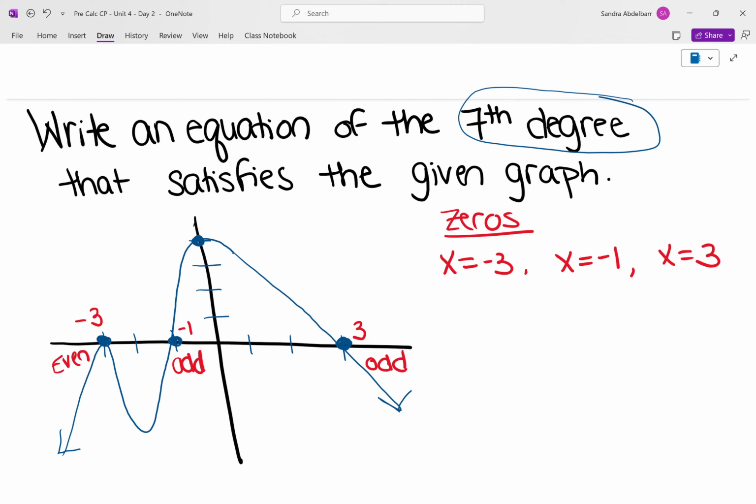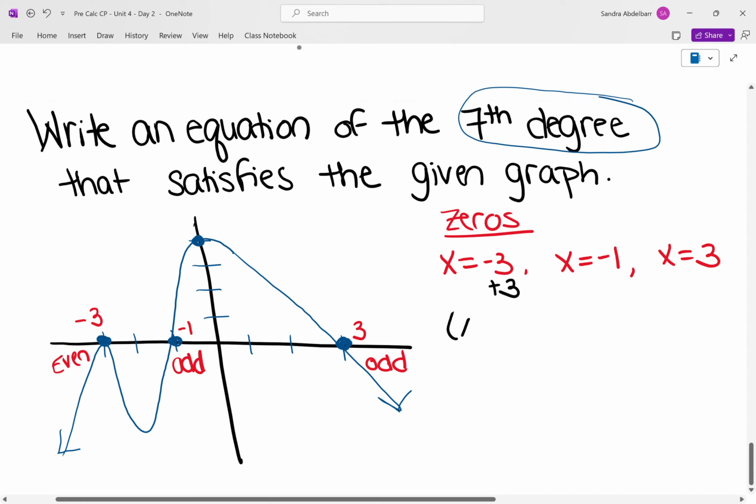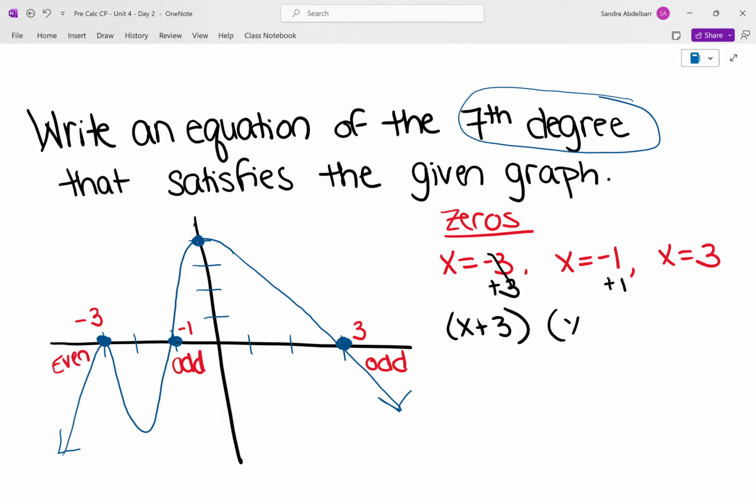I want to turn these back into factors. So these are zeros. To turn them back into factors, you set it back equal to 0. So I'm going to add the 3. Wouldn't this become x plus 3, to get that to cancel to 0? And then what should I do with the x equals -1? What should I do to bring it back over? Plus 1. And then the last one will be x minus 3. All right, so now we got the factors.